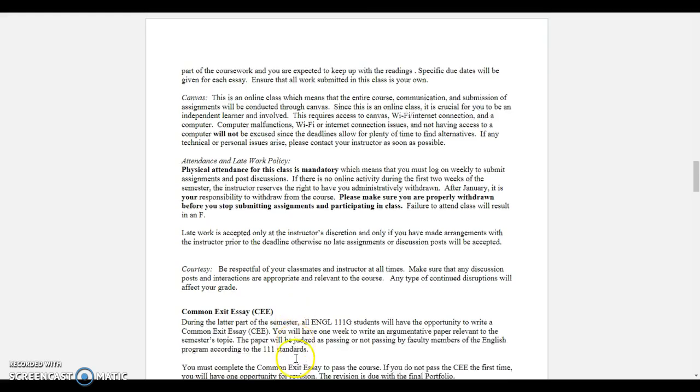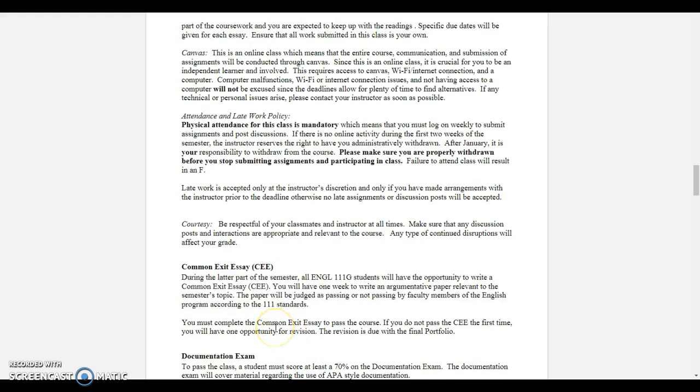The Common Exit essay is an essay that the department gives every single English 111 student, and the topic will be given out by the English department. This is assigned in April, so in April I will give you more instructions, but what you do want to know is that you cannot pass the class without passing the Common Exit essay.